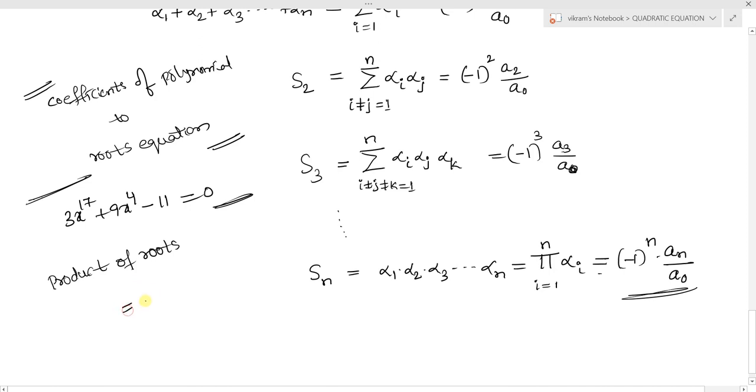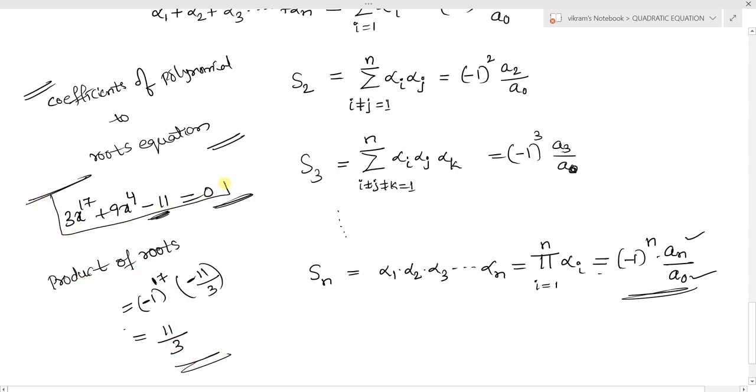Then we obtain the product of the roots as (-1)^n, where n is 17, into the constant term. What is the constant term? Minus 11, that means a n by a naught. What is a naught? The leading coefficient, which here is 3. Then we obtain (-1)^17 into minus 11 by 3, which is nothing but 11 by 3. So if a polynomial equation of any degree is given, we can find the product of the roots in this manner. Now we will understand with a few more examples.